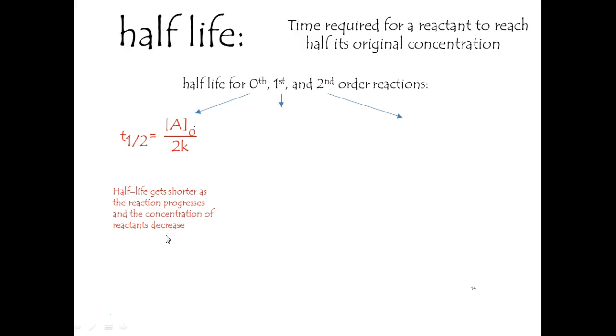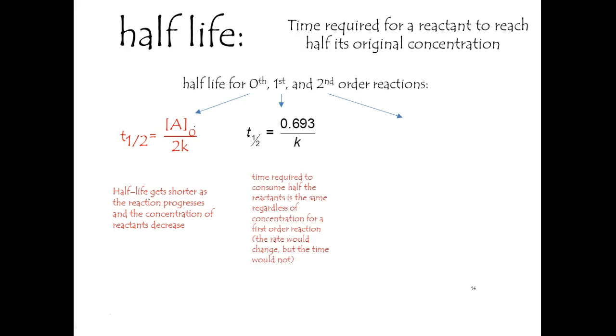For first order, mathematically this comes out to 0.693 divided by the rate constant. We don't need to know anything about the concentration of that reactant. It's independent. The time required to consume half of the reactant is the same regardless of the concentration for a first-order reaction.